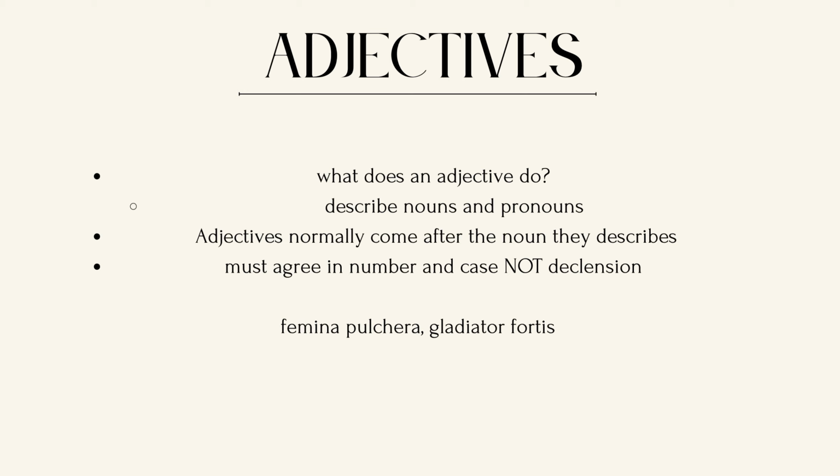So femina pulchra means the pretty woman, or directly translated means woman pretty. So when you translate it, just switch it to the right way that it makes sense in English. And you can see this in Spanish. Spanish is the same way. And then our second example is gladiator fortis, which means the brave gladiator. And you can see fortis, meaning brave, its declension is not in the same declension as gladiator. So that's how you use adjectives in Latin.